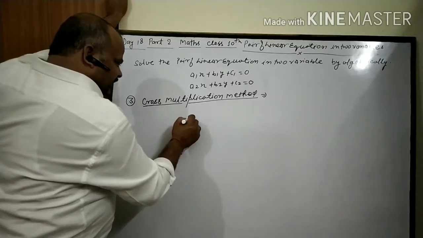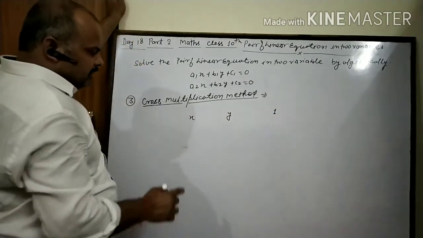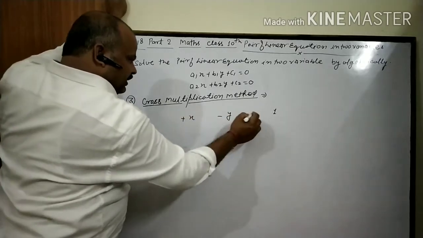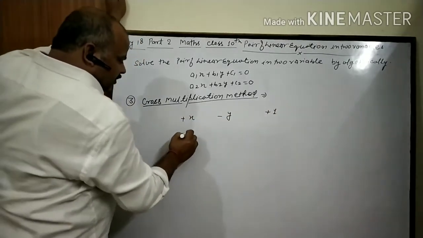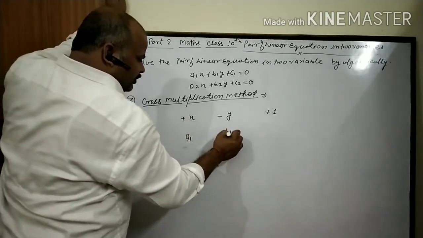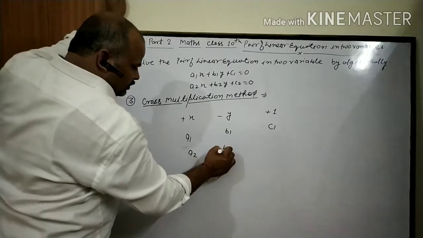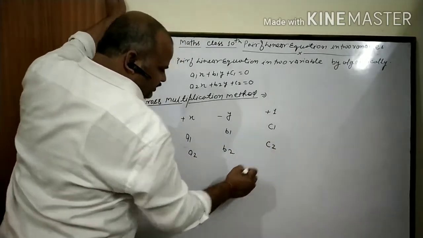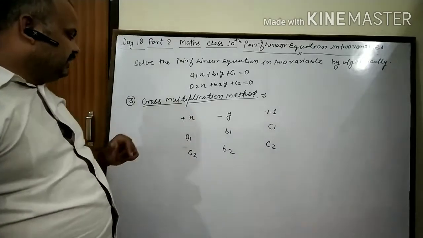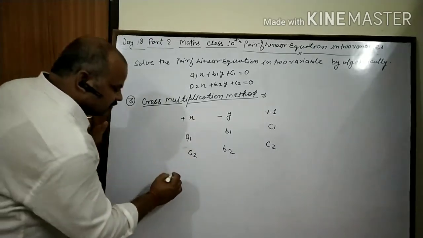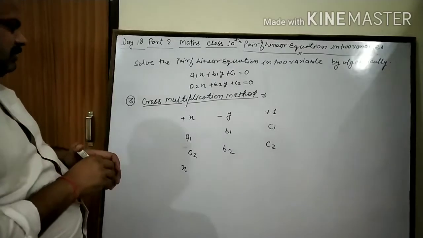Here you can write x, y and 1. Clear? Then here plus, minus, plus. Clear? Then after that a1, b1, c1. Here a2, b2, c2. Is that clear? Then after that you can write x. Clear?